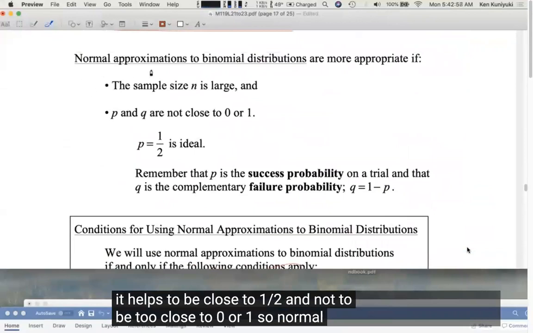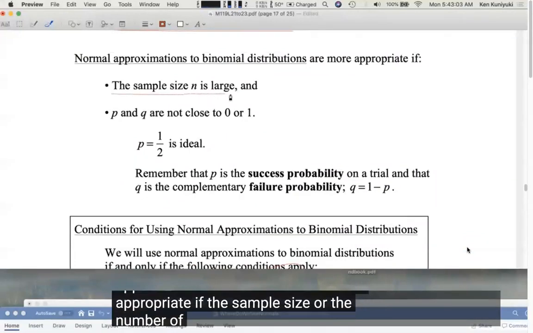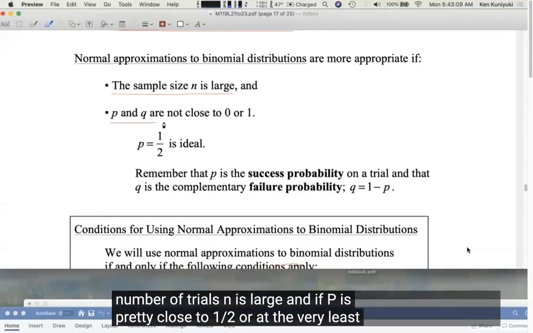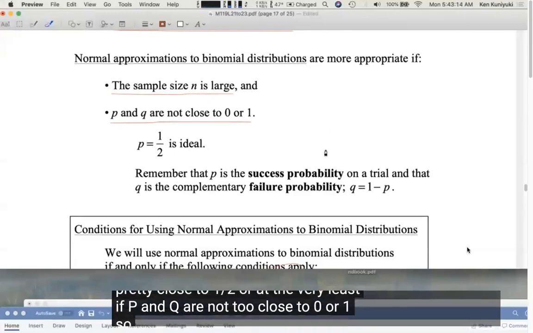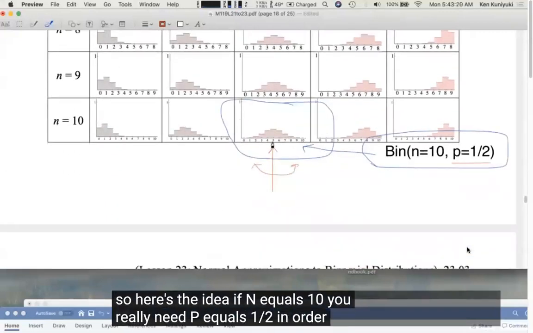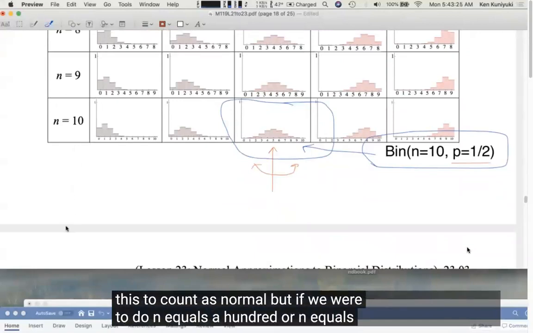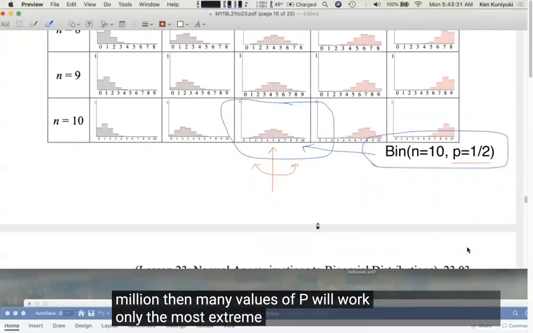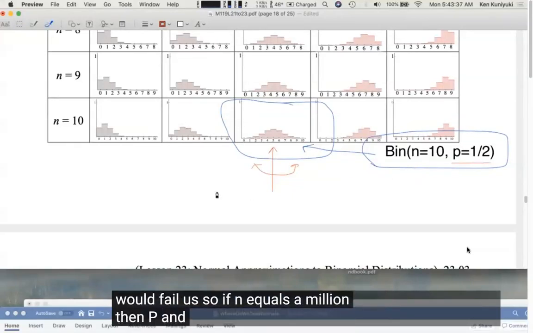So, normal approximations to binomials are more appropriate if the sample size or the number of trials, N, is large, and if P is pretty close to 1/2, or at the very least, if P and Q are not too close to 0 or 1. So here's the idea. If N equals 10, you really need P equals 1/2 in order for this to count as normal. But if we were to do N equals 100 or N equals 1,000,000, then many values of P will work. Only the most extreme values of P and Q would fail us. So if N equals 1,000,000, then P and Q could be almost anything.